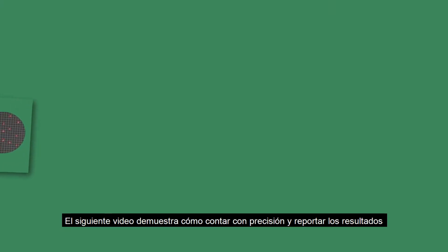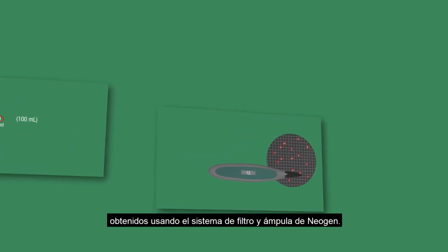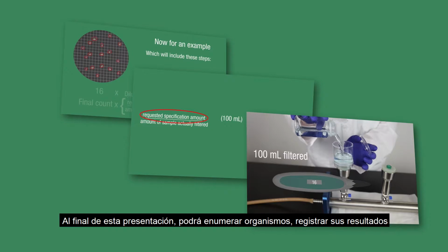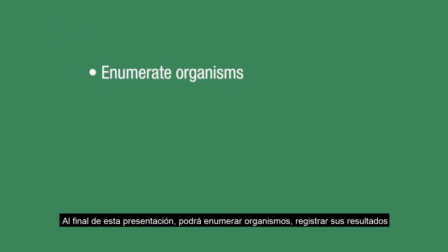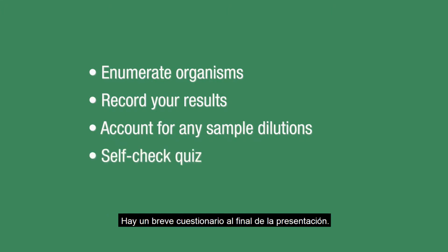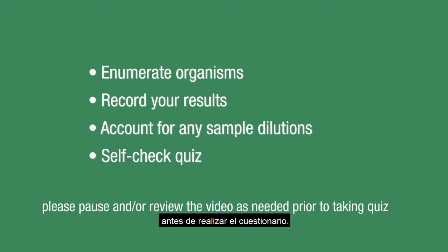The following video demonstrates how to accurately count and report results obtained using Neogen's filter and ampule system. By the end of this presentation, you will be able to enumerate organisms, record your results, and account for any sample dilutions. A short self-check quiz follows the presentation. We encourage you to pause and review the video as needed prior to taking the quiz.